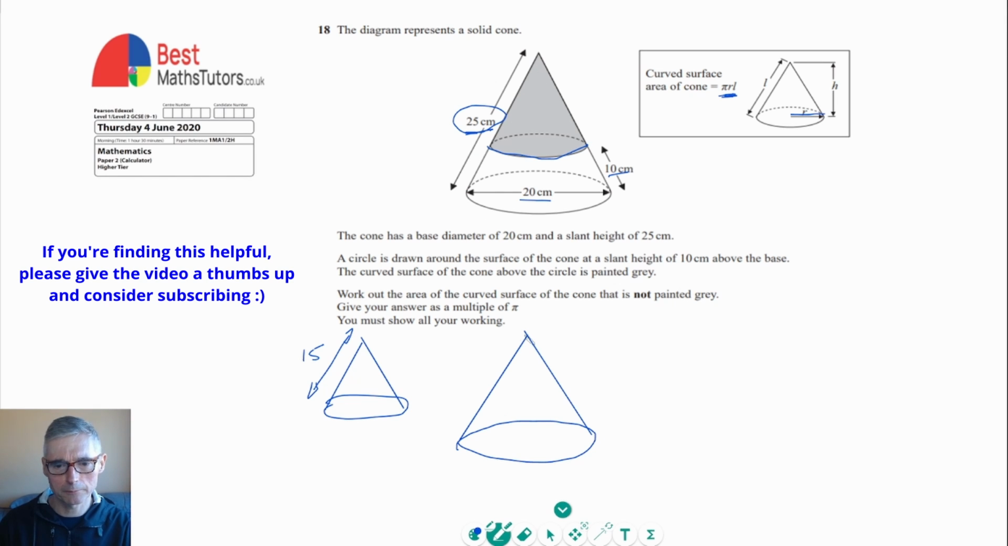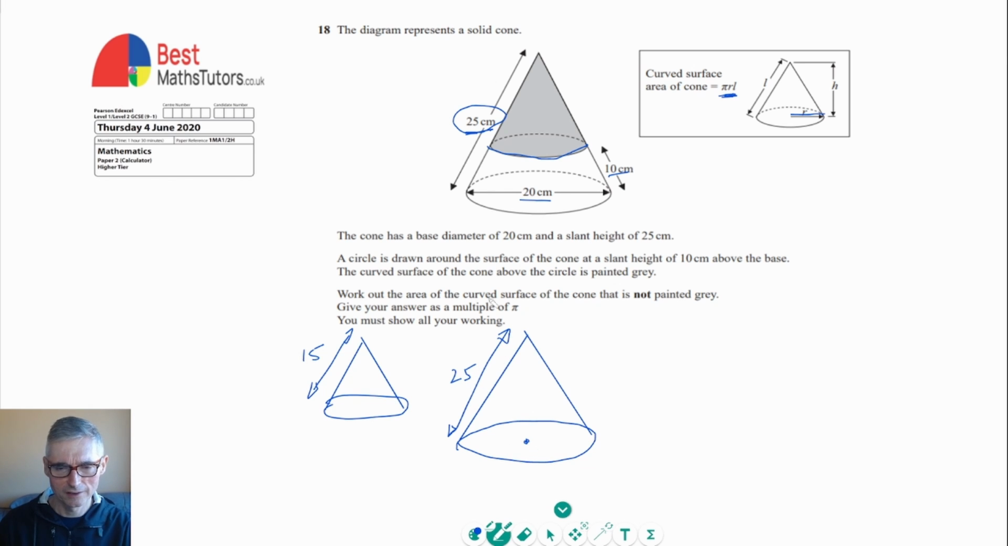And then if we consider it before it was painted, well, we know that this is 25 centimeters. And we know that since the diameter there is 20, actually the radius itself is going to be 10. And one of the things we need to be able to find is what the radius of the smaller cone is going to be. So we've got similar shapes here, and we need to find the scale factor from moving from the big one to the small one there.